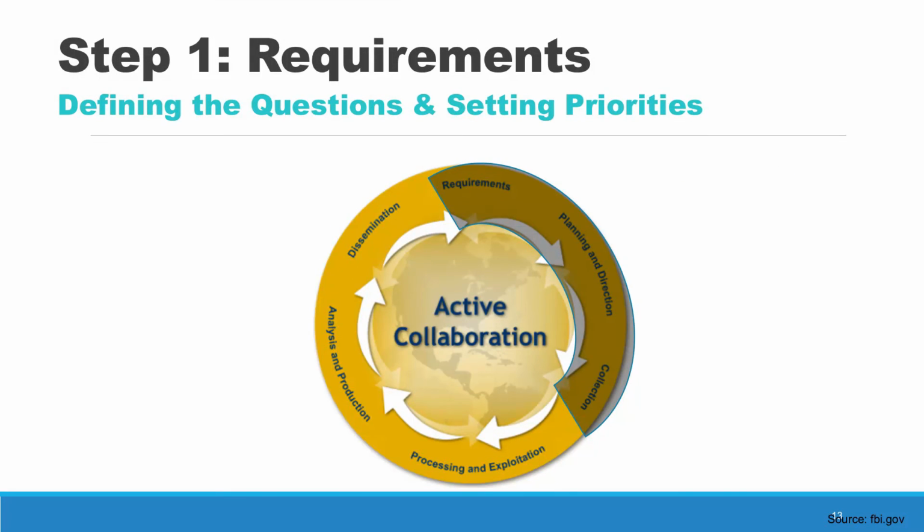So far, we've had the opportunity to discuss the first three steps in the cycle: requirements and planning and direction, which help us understand the questions of national security that we need to address and how we have to develop a game plan. And we also talked about collection, where we follow through on our plans and collect various information that will ultimately be analyzed.